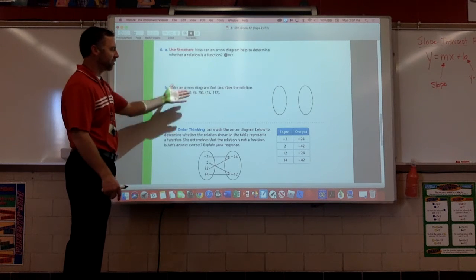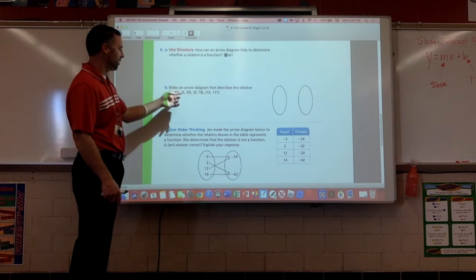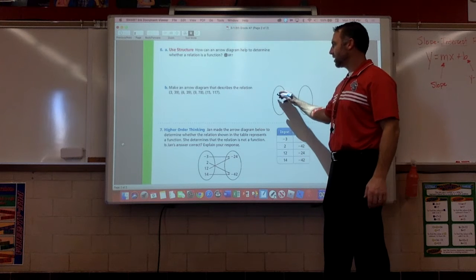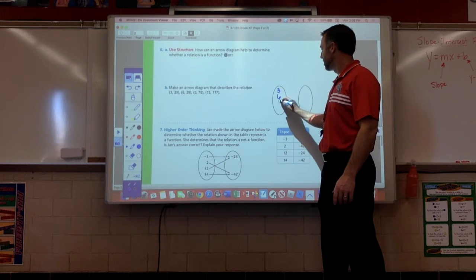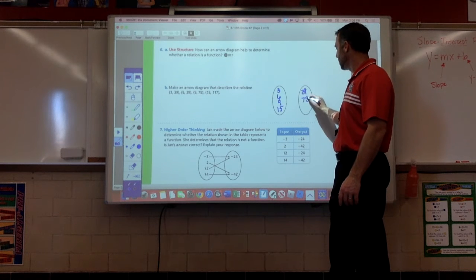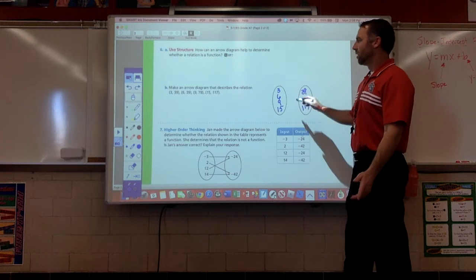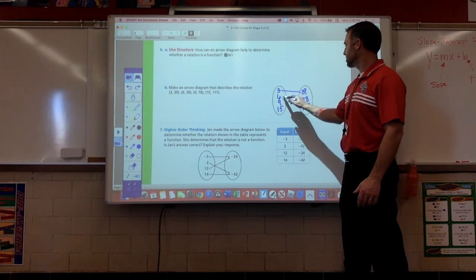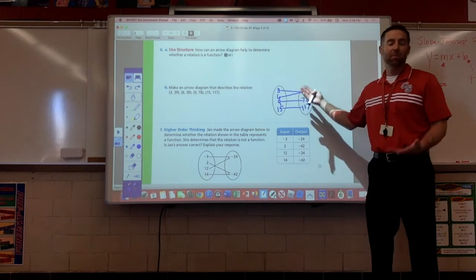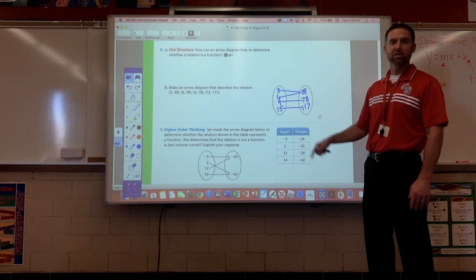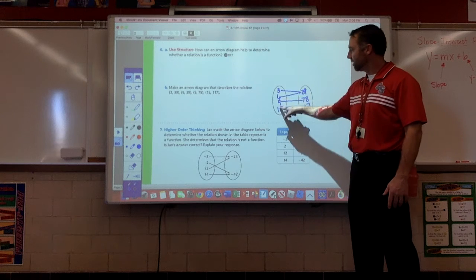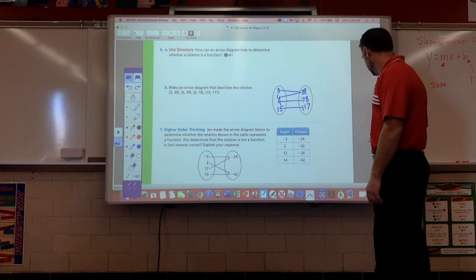Letter B, make an arrow diagram that describes this relation: (3, 39), (6, 39), (9, 78), (15, 117). Input x values: 3, 6, 9, 15. Output values: 39, 78, 117. 3 goes to the 39, 6 goes to the 39, 9 goes to 78, 15 goes to 117. Make an arrow diagram: we did. Is it a function? You betcha it is. Each one of these inputs has one branch coming off of it.